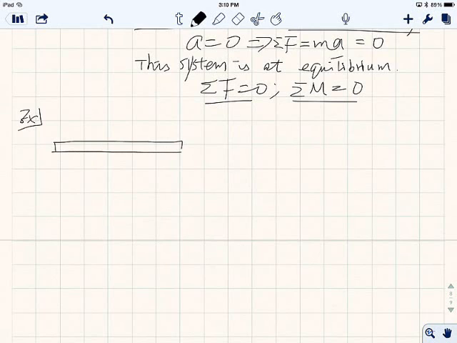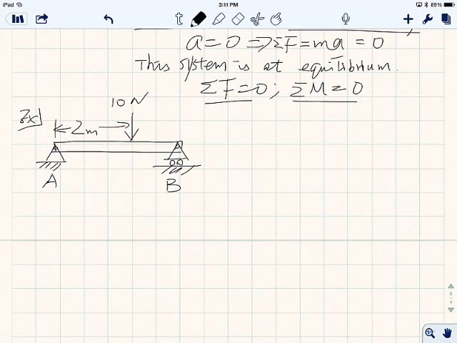Okay, we have a simply supported beam. Point A is fixed, and point B is on a roller. You have a concentrated force of 10 newtons. Over here it is 2 meters long, while over here it is only 1 meter long.